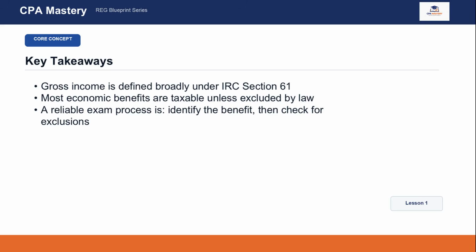Let's wrap up the lesson. Gross income is defined broadly under IRC Section 61, which means most economic benefits will be taxable unless the tax code specifically says otherwise. The common income categories you need to recognize include compensation, interest, dividends, business income, and capital gains. Most importantly, do not approach these questions randomly. Use a consistent process. Identify the economic benefit first. Then check for an exclusion. If no exclusion applies, include the item in gross income. That one method will help you answer a large number of reg questions with more confidence.